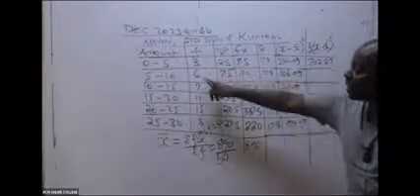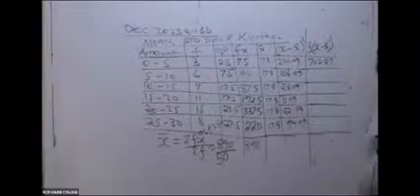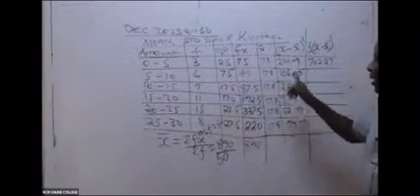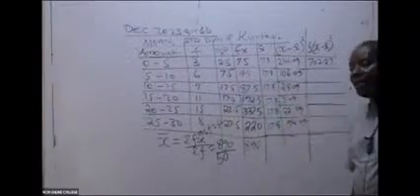Go to the second one and attach the frequency to this. The second frequency is 6. So take 6 times this number.